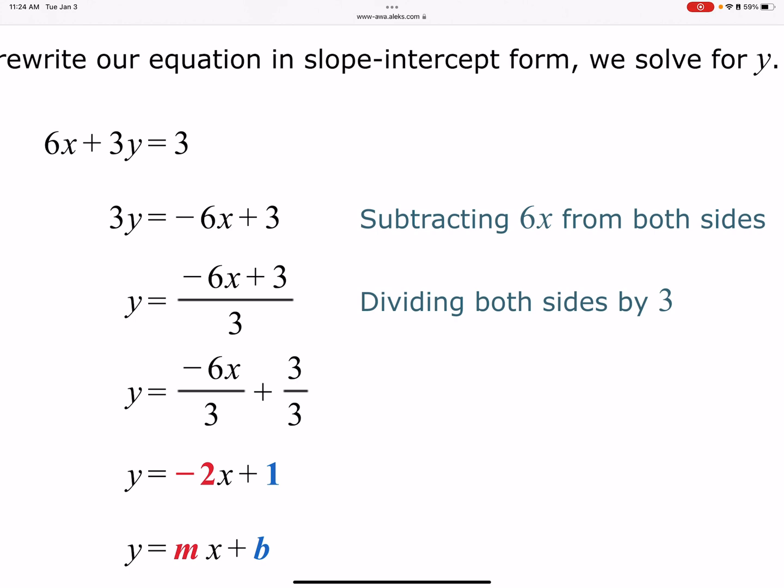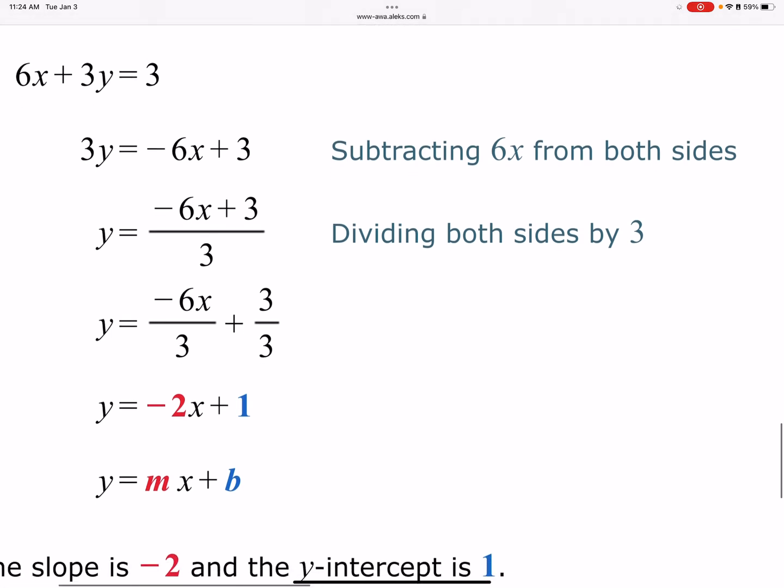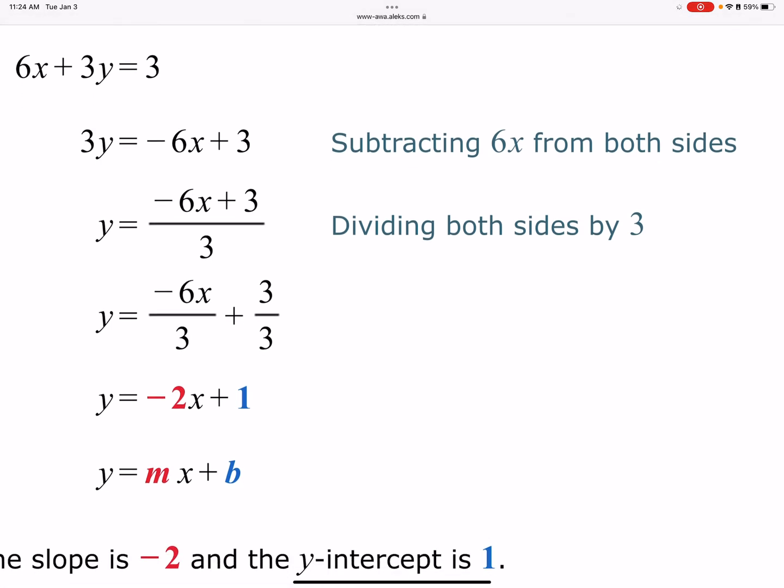The first way to do that is anything that is added or subtracted to the variable with y, you need to add or subtract it. Don't mess with that 3 first. First of all, get rid of anything that's connected to the y. So we're going to subtract 6x from both sides, and we get 3y equals -6x plus 3.